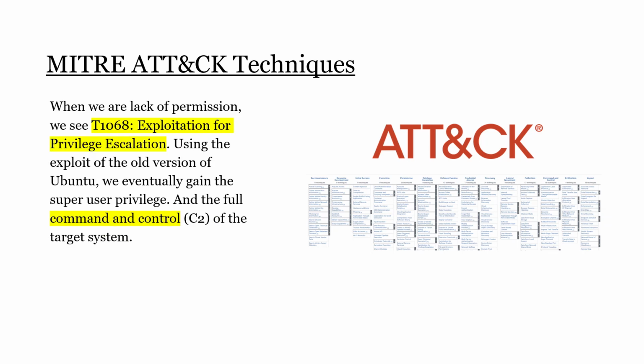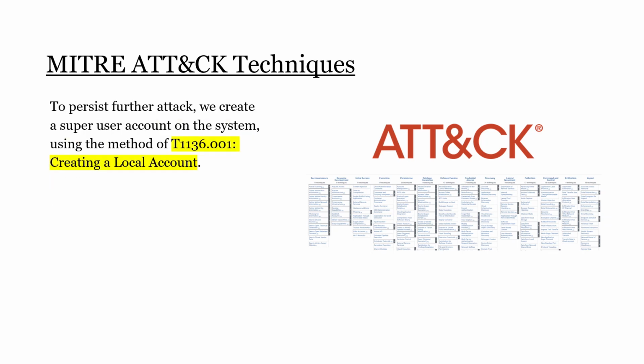At the beginning, we do not have enough permission on the target system. So in this stage, we use T1068 exploitation for privilege escalation. By exploiting a vulnerability in an old version of Ubuntu, we are eventually able to gain root privileges, which give us full control over the target system.